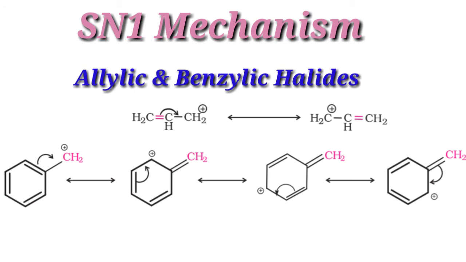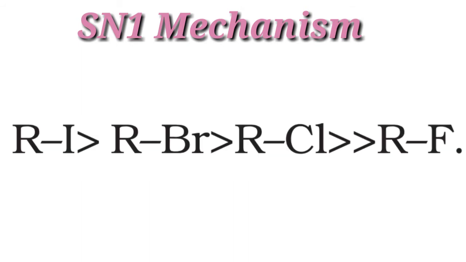You can see the resonance structure on the screen now. For a given alkyl group, the reactivity of halides, that is alkyl halides, follows the same order in both the SN1 and SN2 mechanisms. The rate of reaction is in the order alkyl iodide greater than alkyl bromide greater than alkyl chloride greater than alkyl fluoride. Now we can study the mechanism in the three-dimensional way.